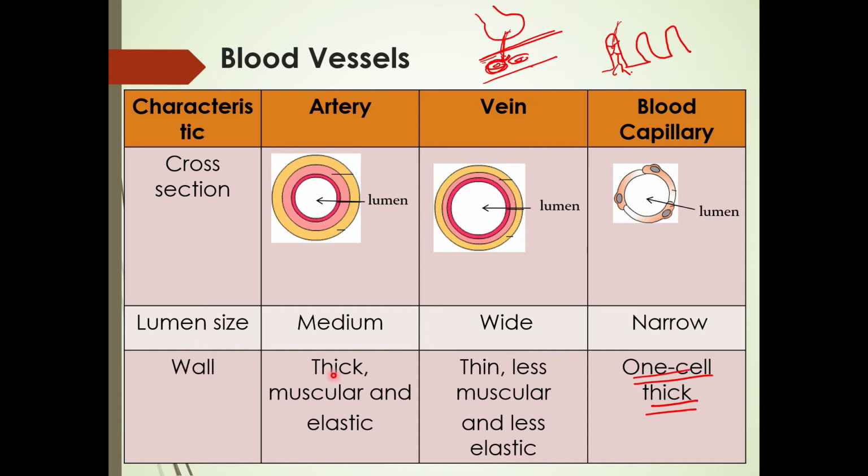For the wall, the artery must have a thick, muscular, and elastic wall. I will explain why. And the vein must have a thin, less muscular, and less elastic wall. I already told you why, because the blood only travels from the heart to the lung, and the lung goes back to the heart, and the heart will pump to all parts of the body. And then, why do they only have one cell thickness?